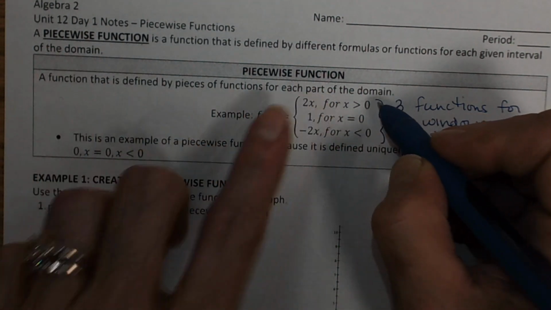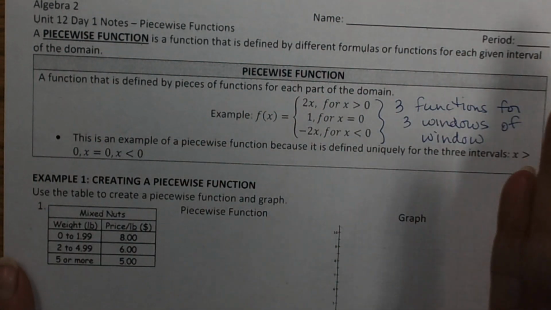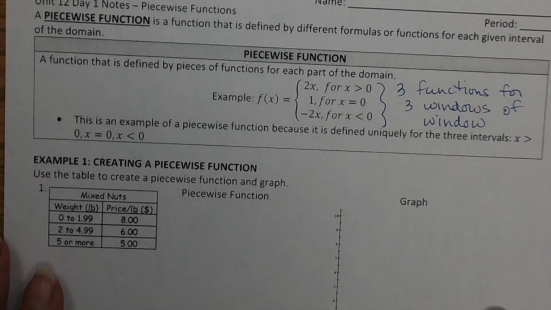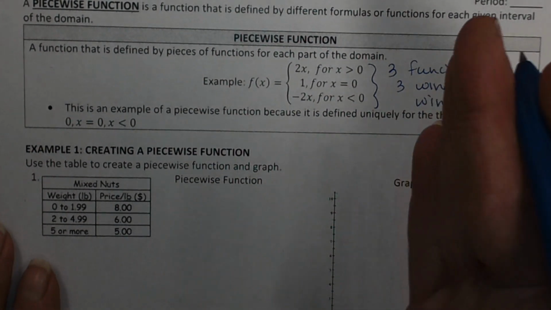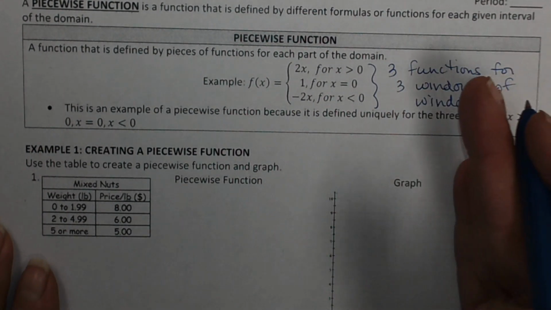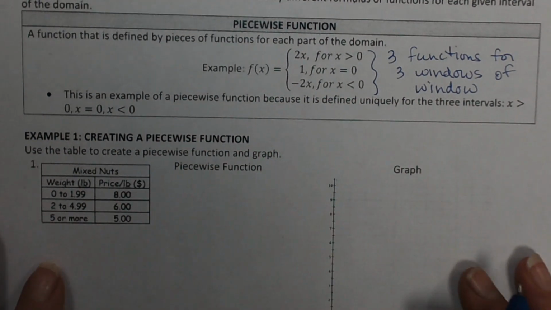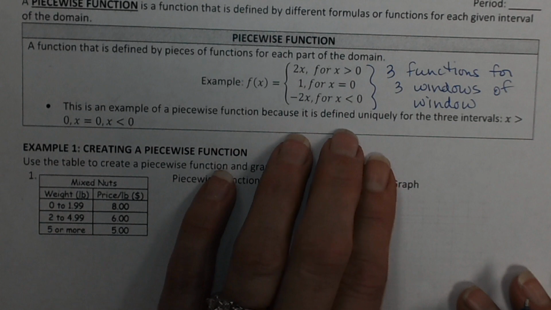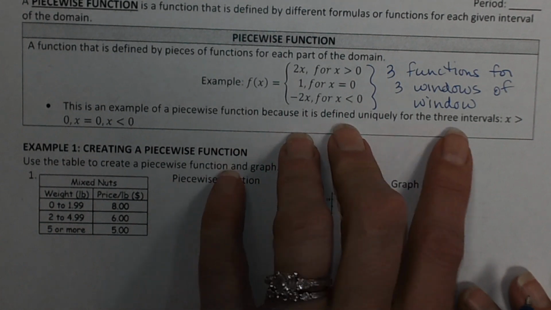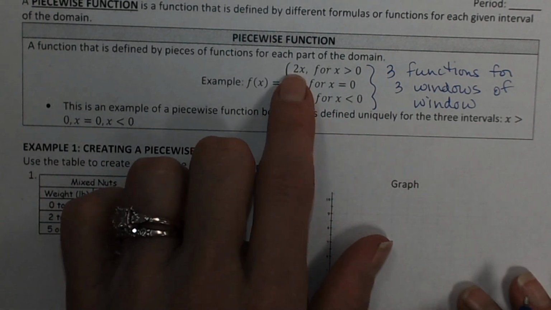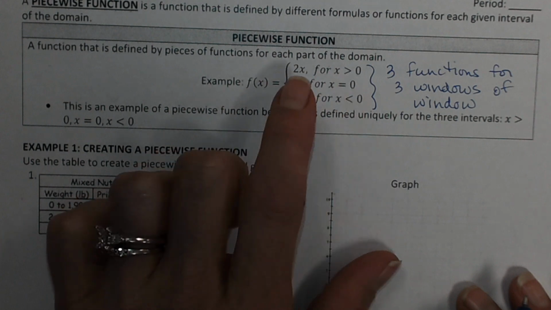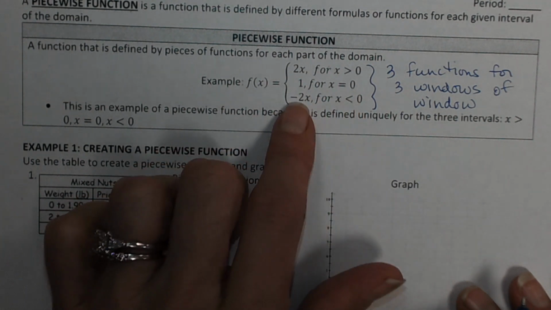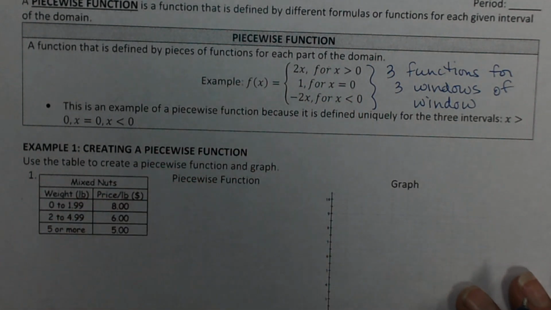Okay, so I like to think about that as a window, each little section. The way when I graph them, I will draw little sections of my graph so I can see, okay, in this part of the window and in this next window, so you'll hear me talk about windows. This is an example of a piecewise function because it's defined uniquely for three different intervals. Again, 2x for this section, 1 for this section, and then negative 2x for this section.